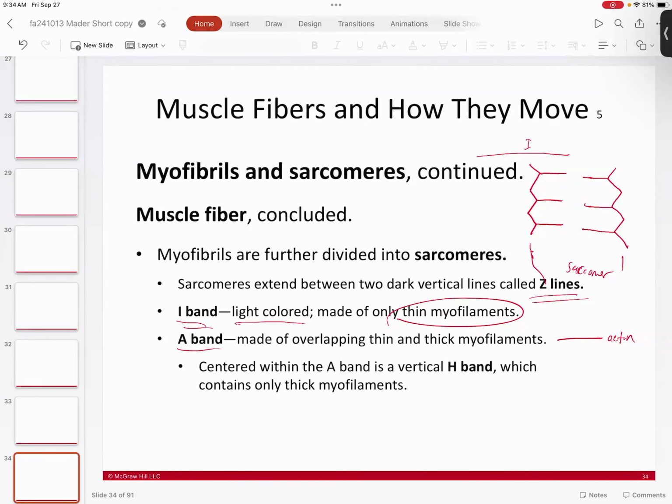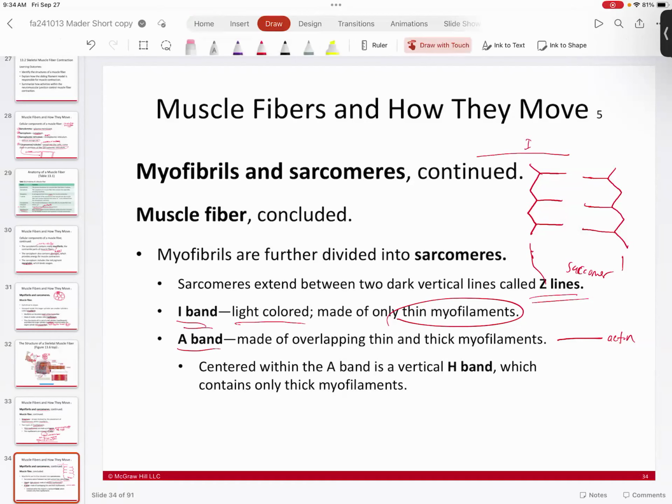Okay, so here's where we were. I just defined actin. And so now what we have is myosin. We have myosin here, and they have these little heads which will grab onto the actin. Like this. And then what that'll create is what we refer to as the A band. So the A band is the region of overlap. So this is the A band. And then in the middle is what we refer to as the H band. So this little region right here is the H band.